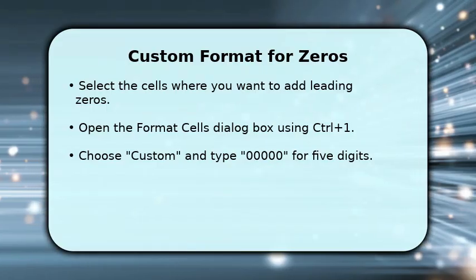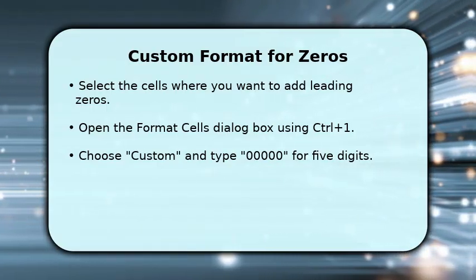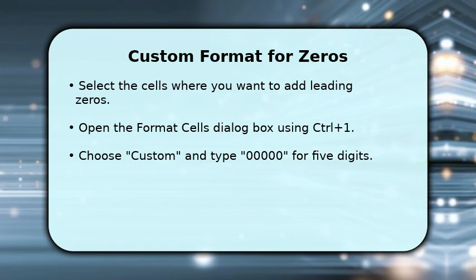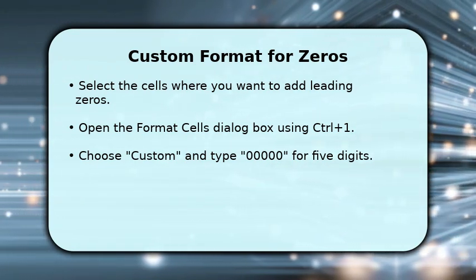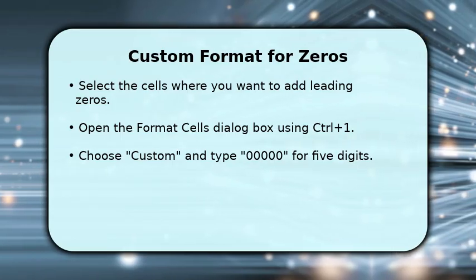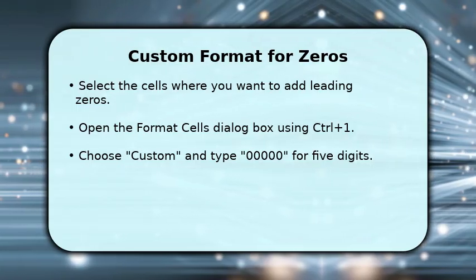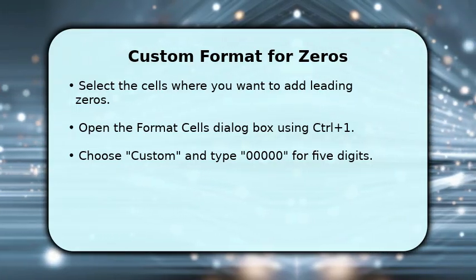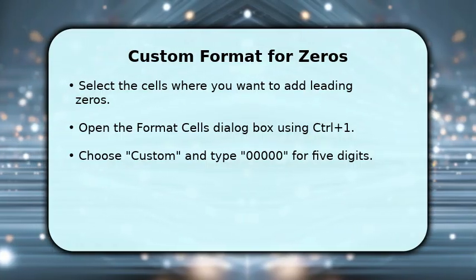Our first method uses custom formatting. Simply select the cells you want to modify, then press Ctrl+1 to open the Format Cells dialog box. Under the Number tab, choose Custom. Here, you can type a series of zeros, like 5 zeros for a 5-digit number, to force leading zeros. This changes how the number looks without altering its actual value.